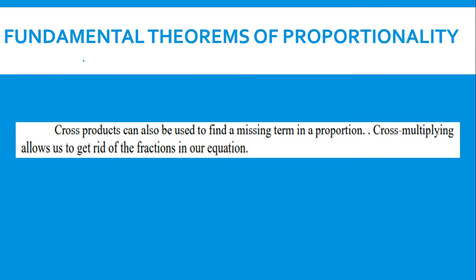Cross products can also be used to find a missing term in a proportion. Cross multiplying allows us to get rid of the fractions in our equation. Out of the theorems of proportionality, cross products is the most common one used to find the missing term in a proportion. So let's have some examples.